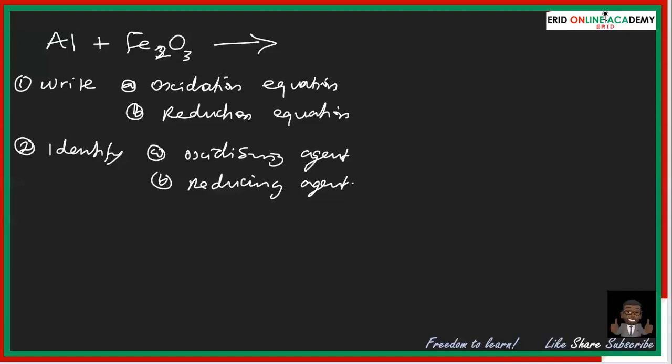Correct. Then, for the oxidation equation, is it Al plus 3e? Oxidation is what? Oxidation in terms of oxidation numbers. Oxidation is loss, reduction is gain. So then, but you said aluminum plus.